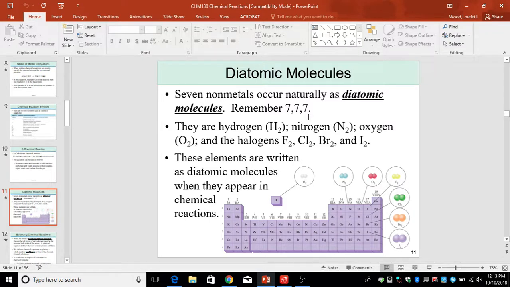Diatomic molecules are something that I often neglect to mention at the first part of the course, because once I mention diatomic molecules, everybody thinks that that's how they always work, that they only work in pairs. That's not true.